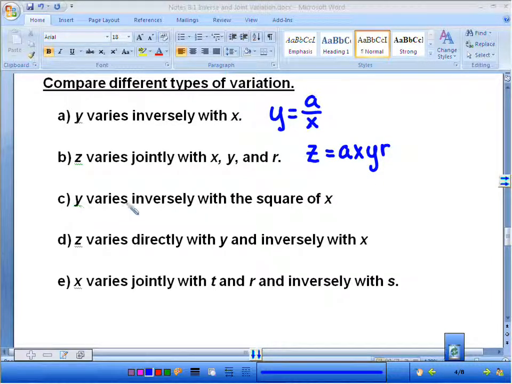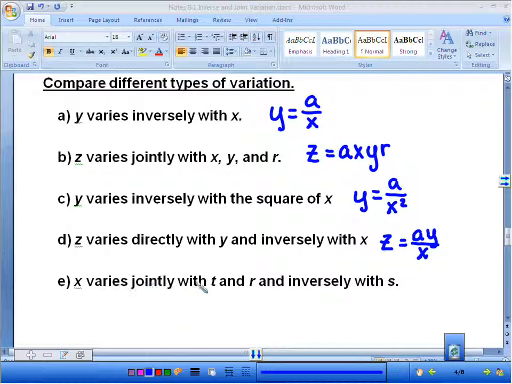Letter C. Y varies inversely with the square of x. Next, z varies directly with y and inversely with x. Z varies directly with y, remember our direct variation, and inversely with x.